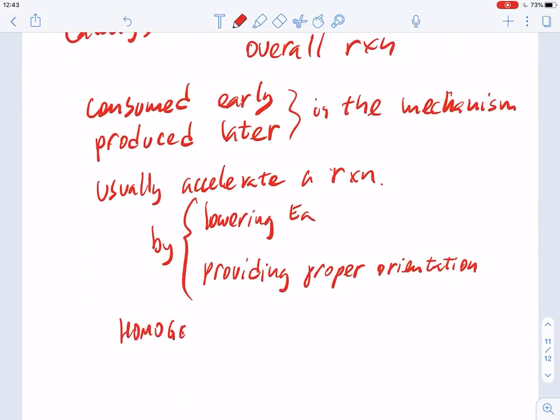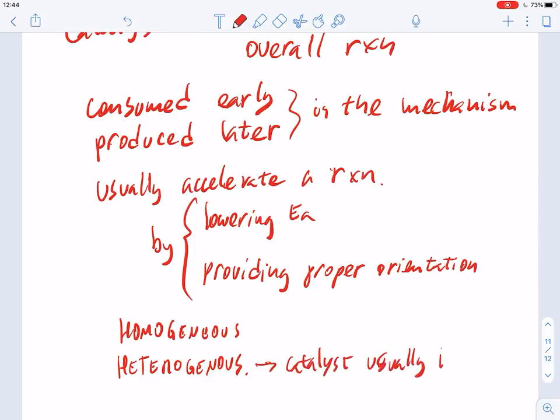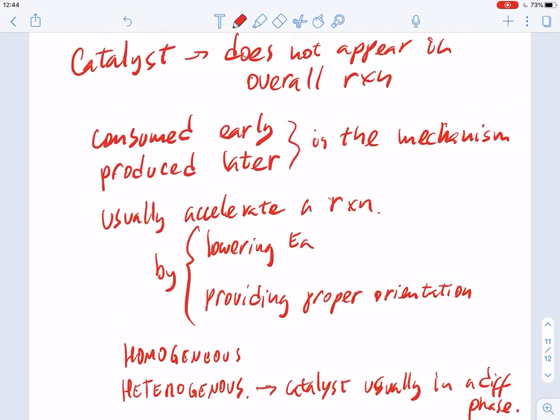they could be homogeneous or heterogeneous, depending on how many phases you have when that reaction is happening. Okay, that means for heterogeneous, the catalyst is usually in a different phase. Okay, and that's it. That's all there is to know about catalysts.